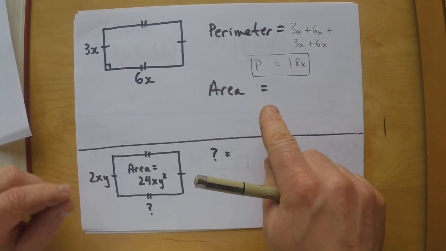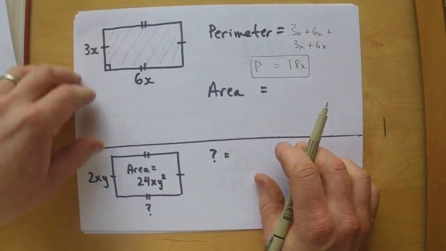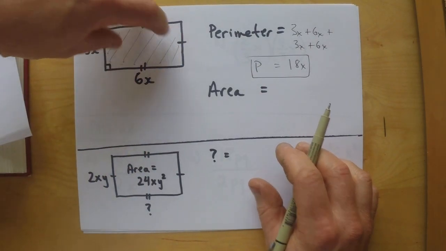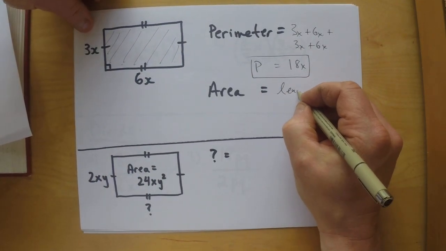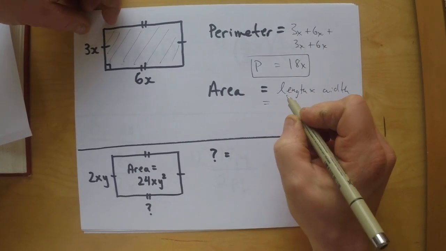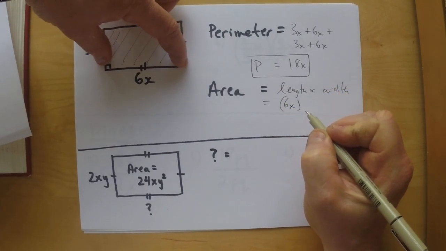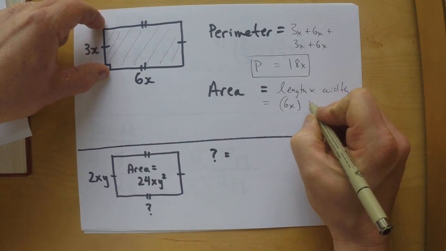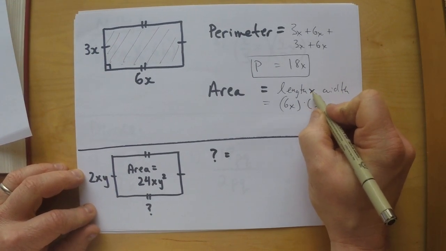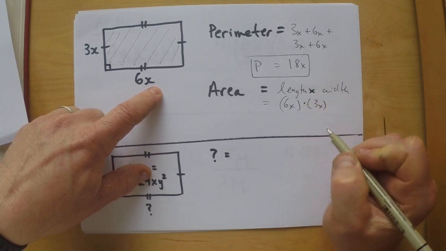Area, remember, of a rectangle is the amount of space inside it. So that's always length times width. In this case, 6x is my length. I always think of the length as the longer one. And 3x is my width. Now be careful here, this times symbol is not the same as this x. So I replaced that times symbol with a dot.